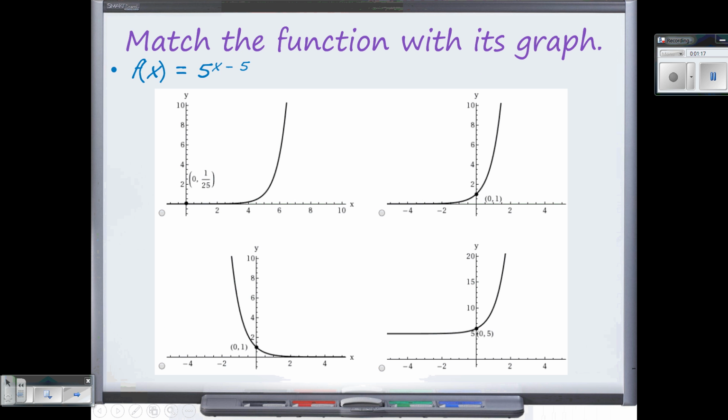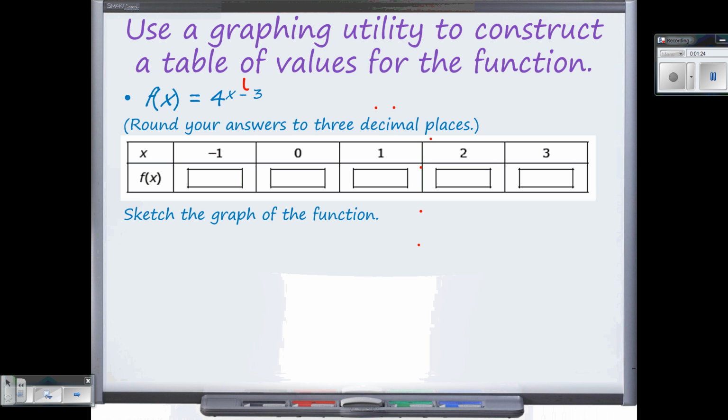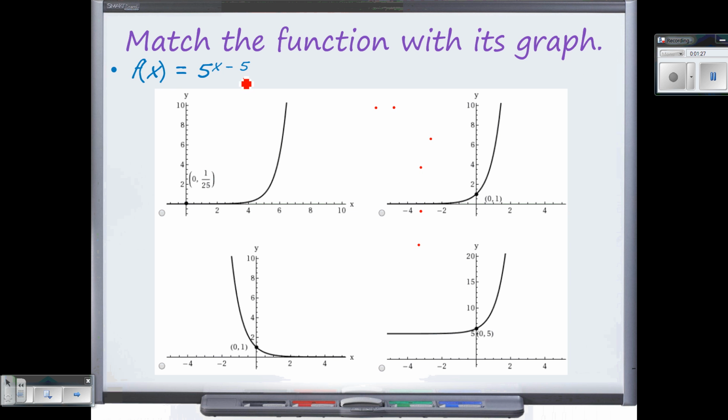Match the function with its graph. You can plot this in your calculator, but we can also remember from our standard equation, I apologize, that this means we shift 5 units to the right. So that's going to be this particular shift. Right here, at 5 units, you should be at 1. Okay, so this is our answer. You can plot it on a calculator and see it.